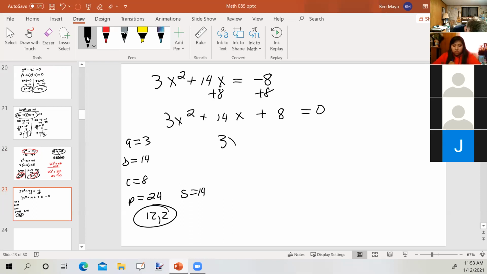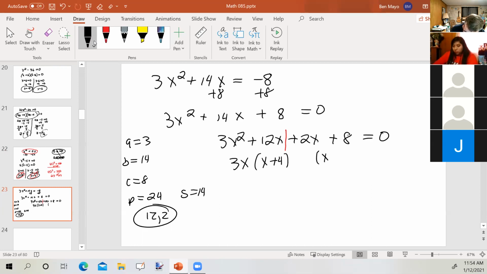So now I've got 3x squared plus 12x plus 2x plus 8 equals 0. Using factoring by grouping, the greatest common factor of the first two terms is 3x. The leftovers are x plus 4. So the leftovers are x plus 4 with a plus 2 outside, but that whole thing is equal to 0. Continuing, taking out the greatest common factor, x plus 4 times the leftovers, 3x plus 2 equals 0. So all that is to get it ready. Now I've got it factored, set equal to 0.